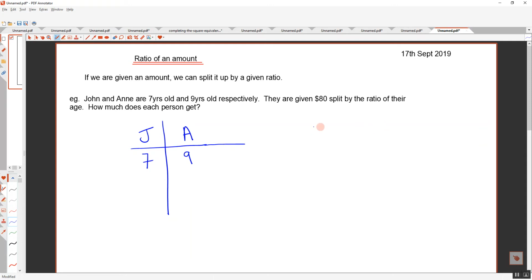So for every $7 John gets, how many dollars does Anne get? Okay, so let's imagine John gets $14. Hands up. How much would Anne get? 18, right, good. Let's say John had $28. Hands up. How much would Anne get? Almost. 32, right. Because it's how many times as much?